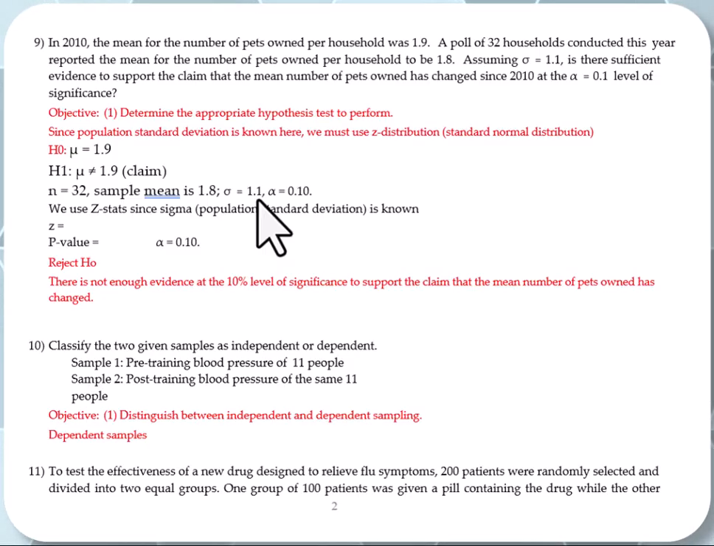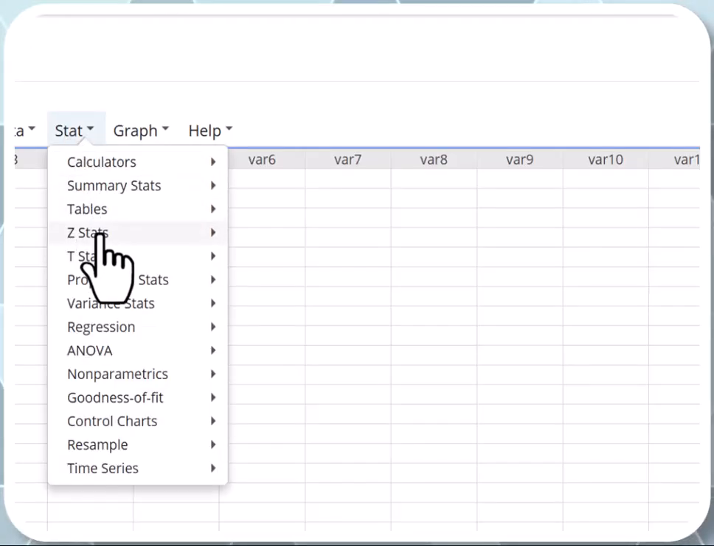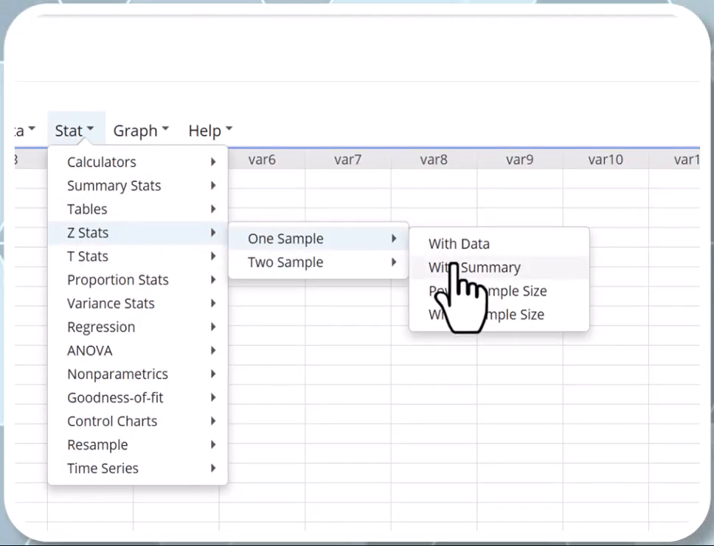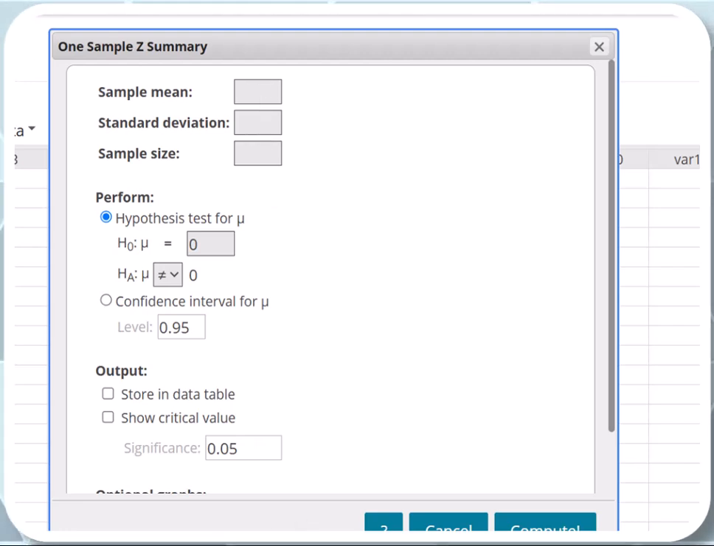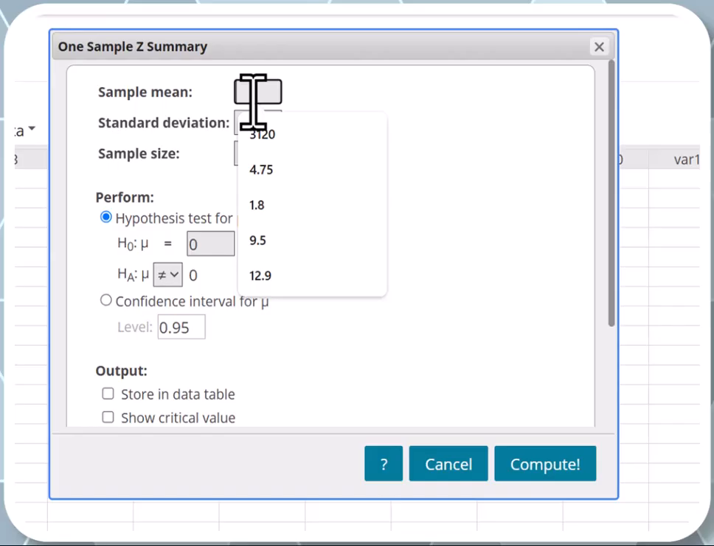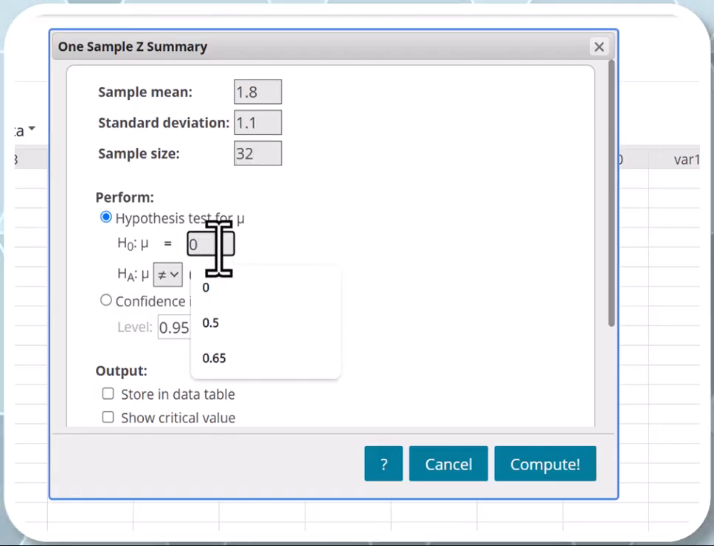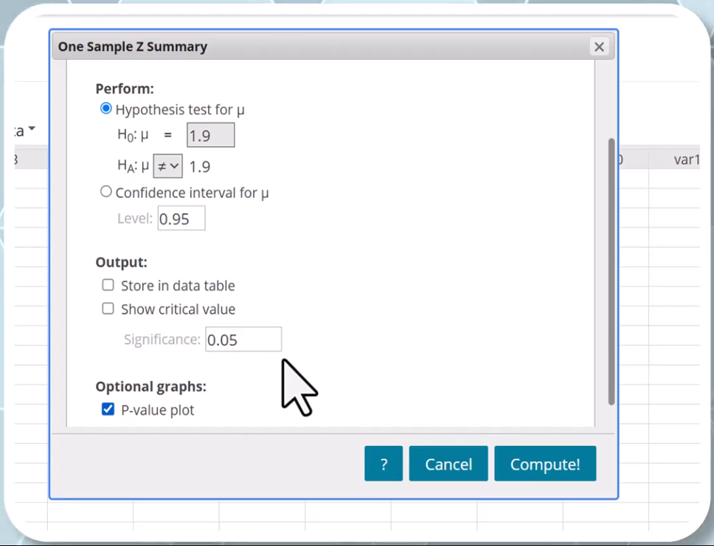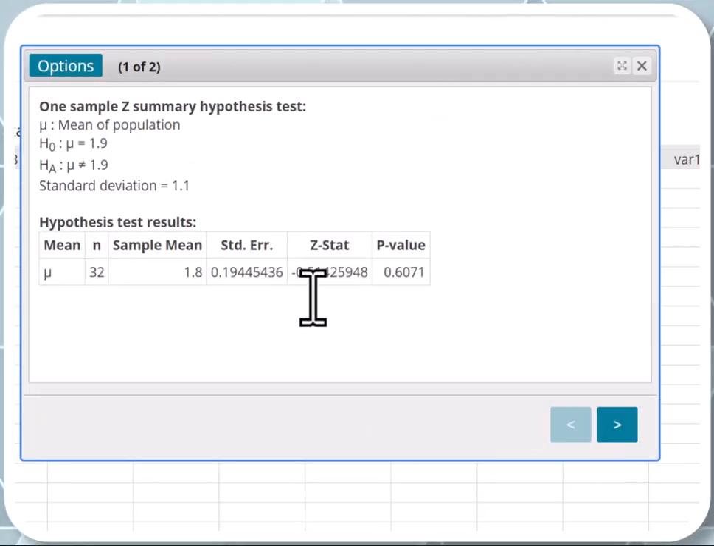So we're going to go to Z stats, one sample with summary, and let me show you how to do that. You go to Stat, Z stats, one sample with summary. The sample mean here is 1.8. Standard deviation is 1.1. n, I have 32. And we're testing against 1.9. Equal, not equal, so I got the right ones. And if you want to see the p-value, you can just select that one, and we're going to hit compute.